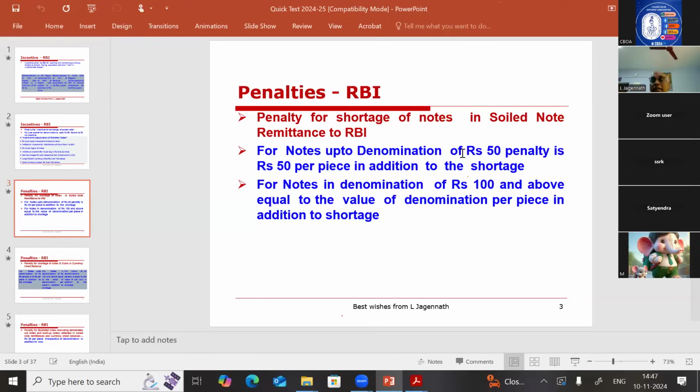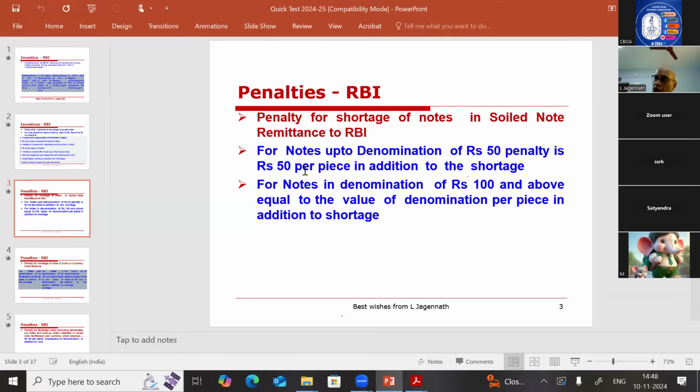For notes up to a denomination of rupees 50, the penalty is rupees 50 per piece in addition to the shortage. For example, 1 rupee, 2 rupee, 5 rupee, 10 rupee, 20 rupee and 50 rupee notes. In a soiled note remittance of 50 rupee denomination, let us assume one 50 rupee note is missing. The penalty is 50 rupees plus 50 rupees, 100. On the other hand, in a soiled note remittance of 10 rupees, one 10 rupee note is missing. The penalty is 50 rupees plus 10 rupees. That is why I mentioned that for notes of denomination up to 50, the penalty is rupees 50 per piece.